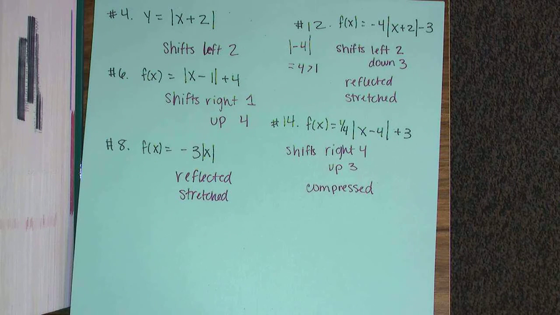I pretty much always write my shifting first and then everything else, but if you wanted to go left to right, then it would be reflected if it is, stretched or compressed, right or left shift, and then up or down shift. But I don't care how y'all do it, as long as you have all the pieces. Alright, so now you need to look at your book.